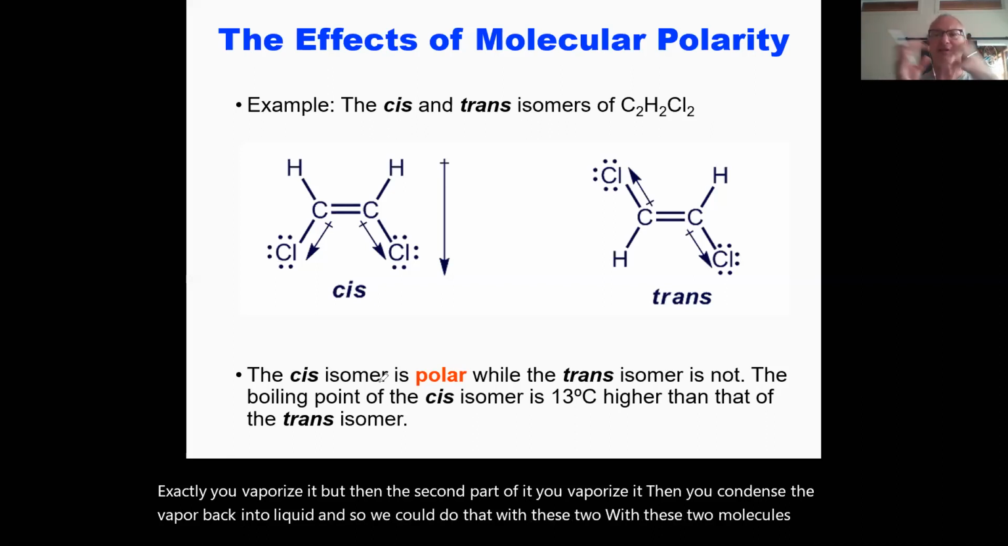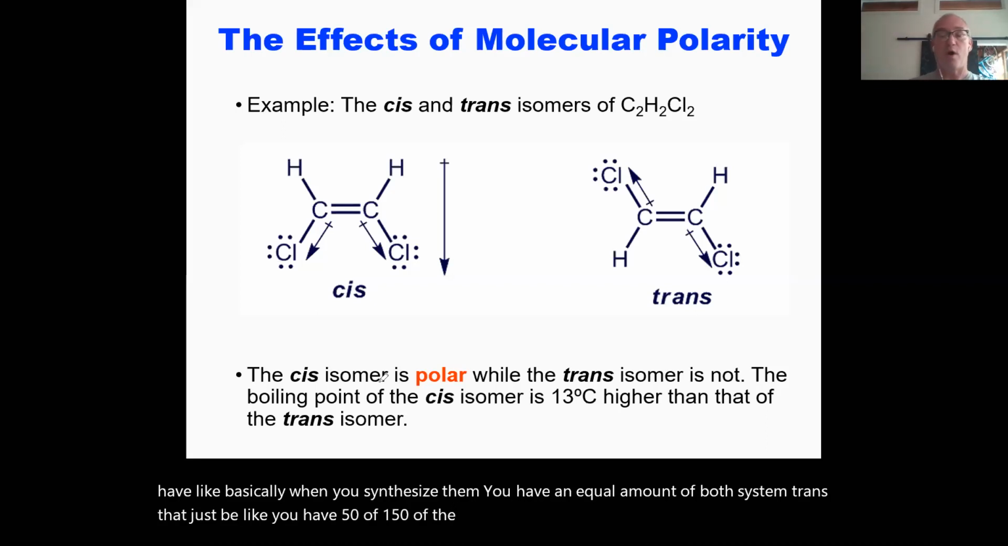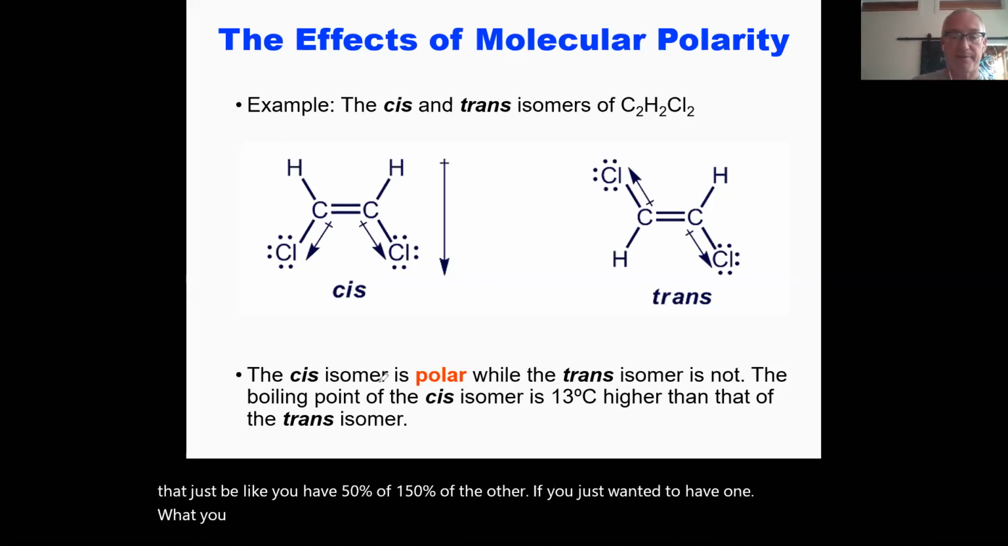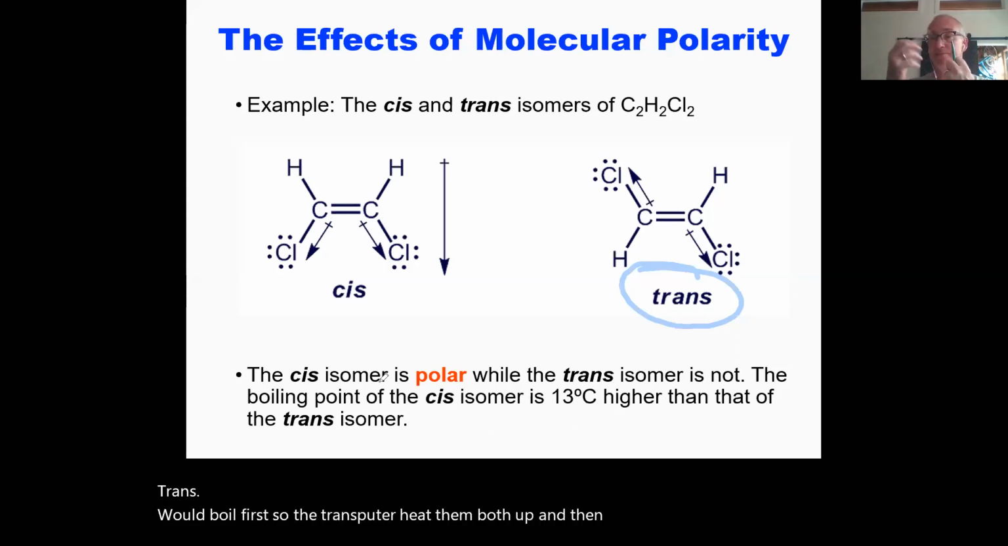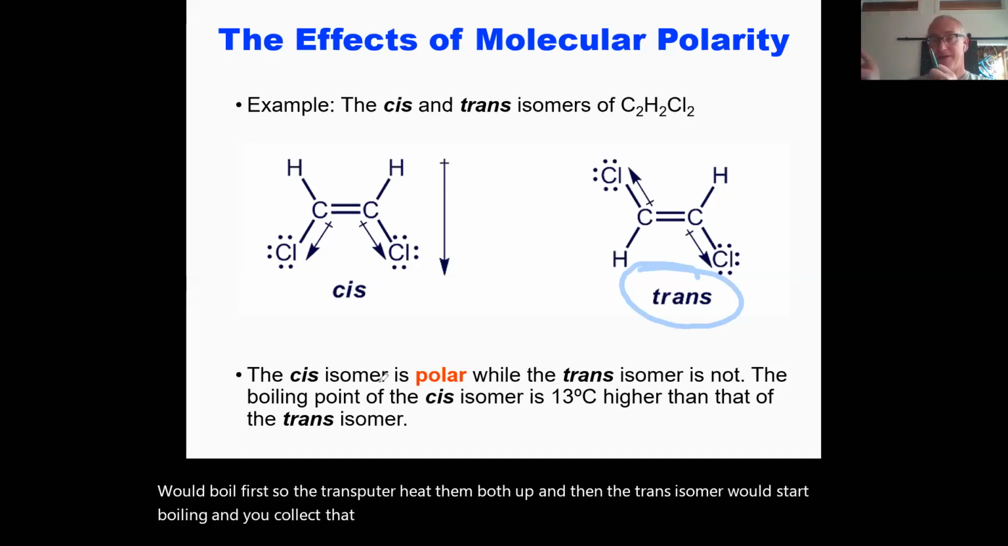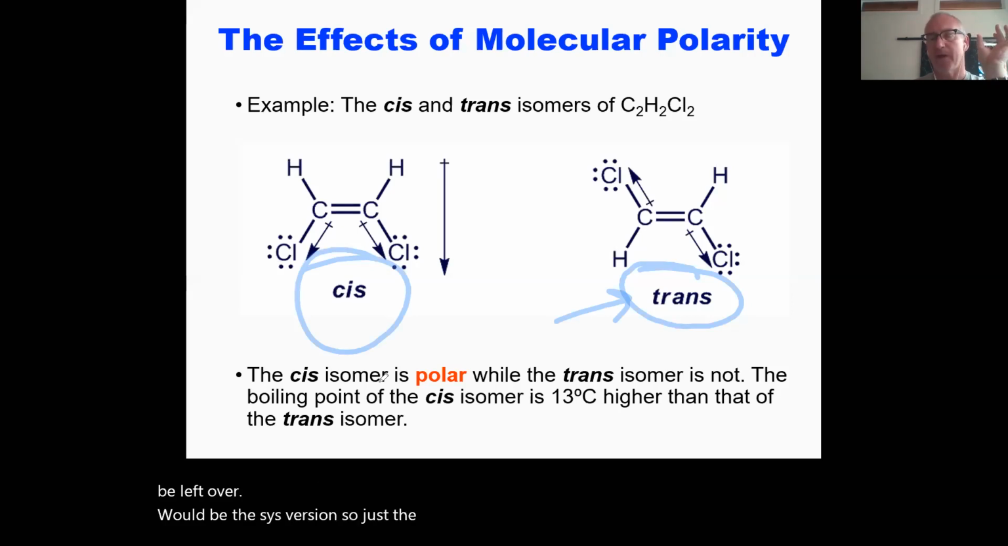Basically when you synthesize them, you would have an equal amount of both cis and trans, 50% of one and 50% of the other. If you just wanted to have one, you would heat them both up, and the trans isomer would start boiling first. You collect that vapor and condense it, and you'd have the trans, and what would be left over would be the cis version. So just the shape alone dictates whether something is polar or whether something isn't.